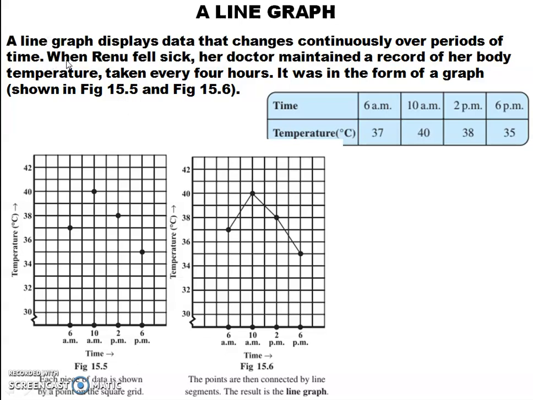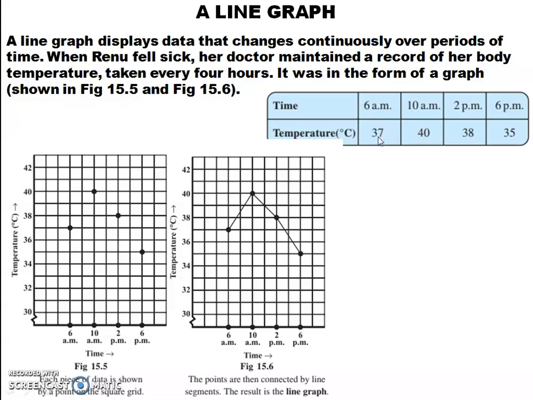A line graph displays data that changes continuously over periods of time. Let's see an example. When Renu fell sick, her doctor maintained a record of her body temperature taken every 4 hours. Okay, now Renu is sick. She has gone to the hospital and her doctor is maintaining a record of her body temperature every 4 hours. Now see the data.